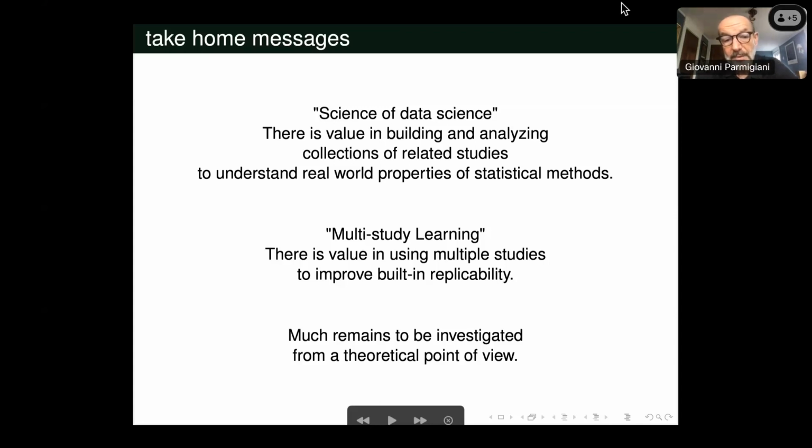So I think there is value in using multiple studies in statistical learning, and there's potential for that to be a big driver of how we improve the generalizability of the algorithms that we use when we are going back to the clinic and trying them out in new hospitals, new imagers, new health systems, and so forth. Much remains to be investigated from a theoretical point of view as well, and that's also something I hope more people will focus on.